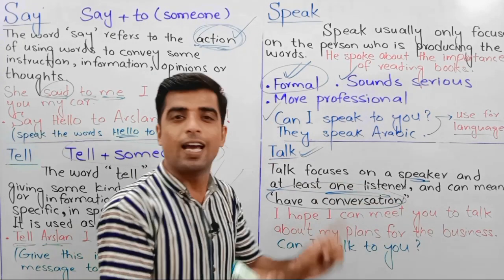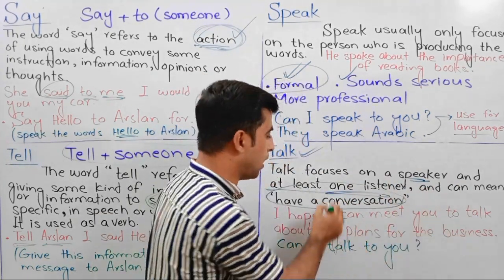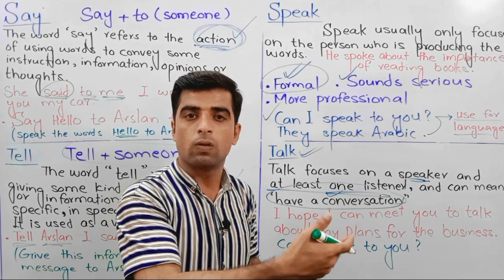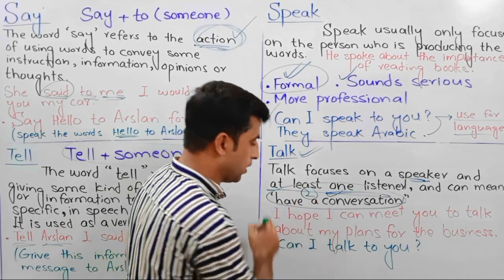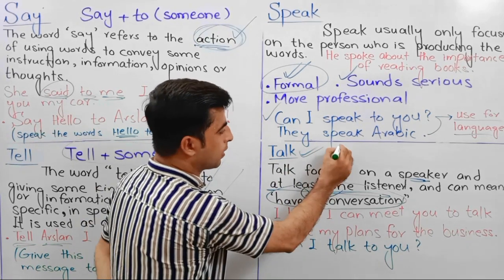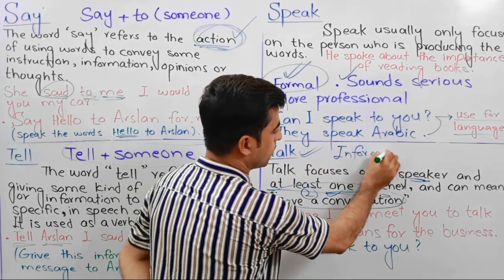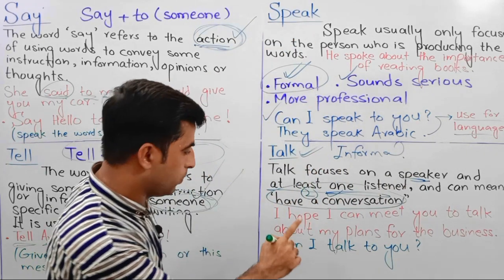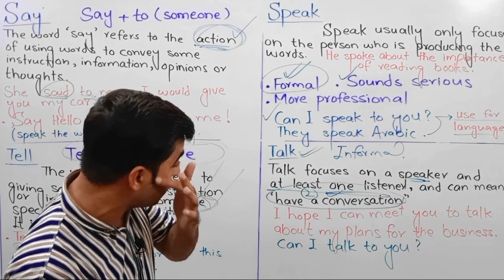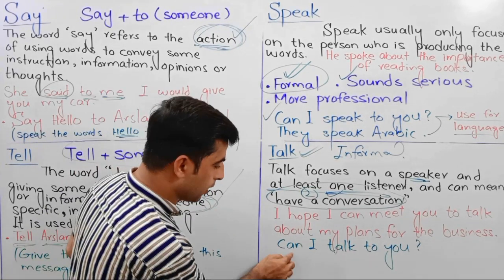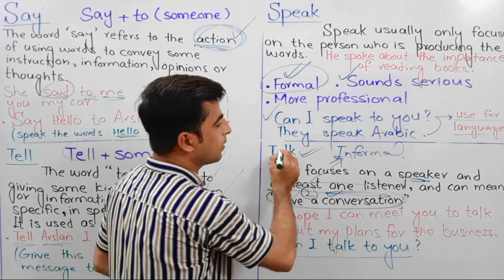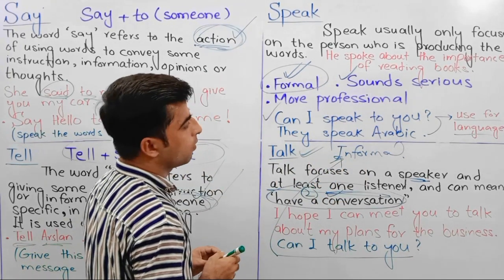Talk can mean have a conversation. And conversation involves at least two persons. One man cannot converse with one. So we need two at least for a conversation. Talk is informal and speak is formal. Example: I hope I can meet you to talk about my plans for the business. Can I talk to you? That is informal, and can I speak to you is the formal way.